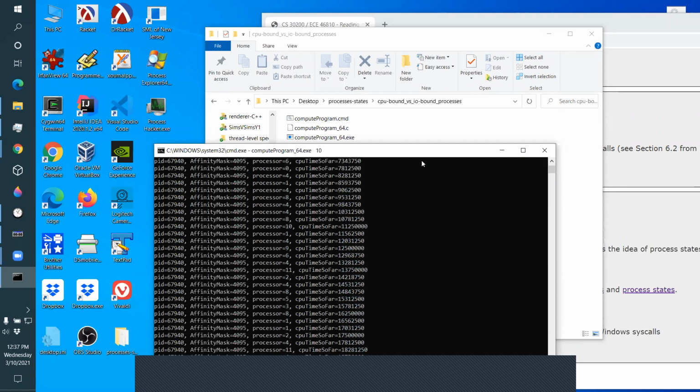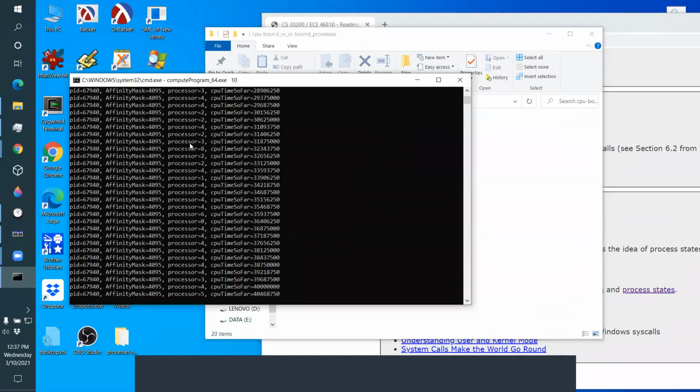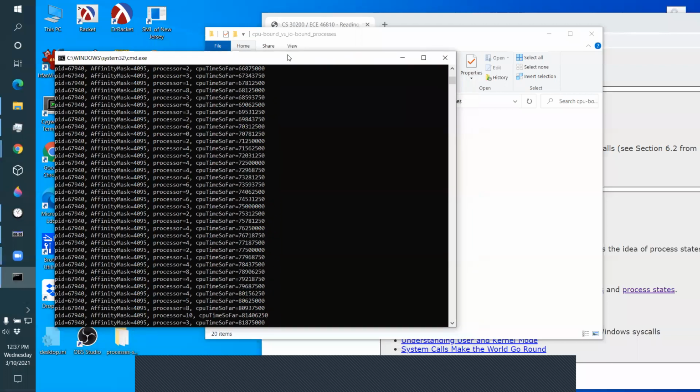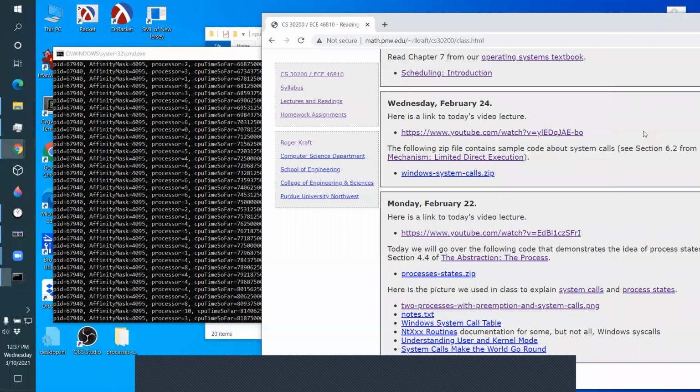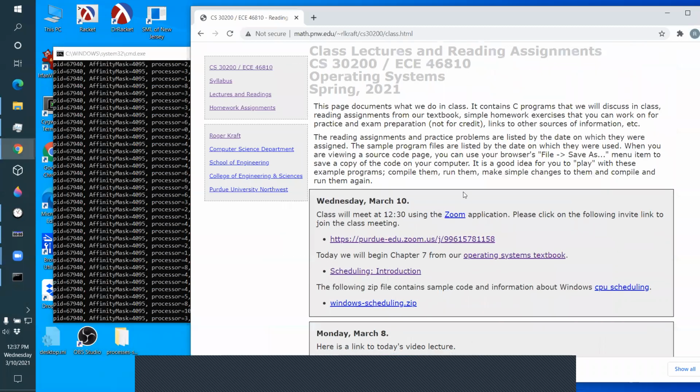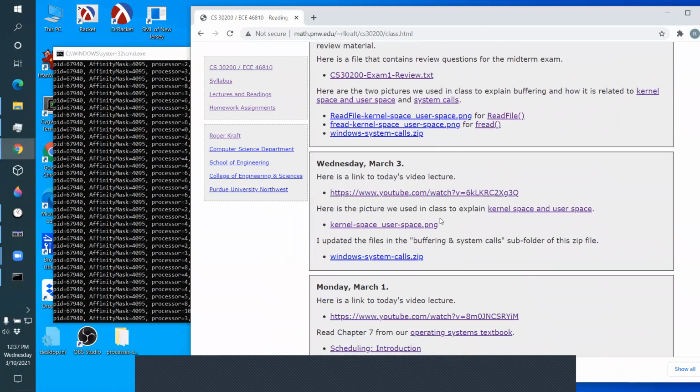Now, notice that it's bouncing around on different CPUs. That's the scheduler. That's one of the things we want to think about. What's happening with the scheduler? Why is this process moving around from CPU to CPU? Now, if we go back over here, remember that's happening. Let me get the right picture, in the chapter on process states.